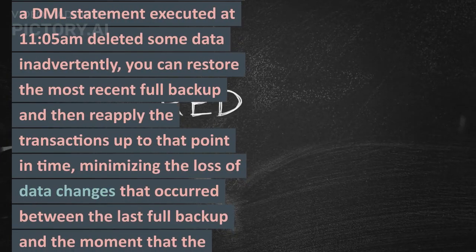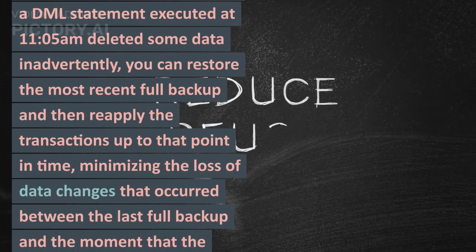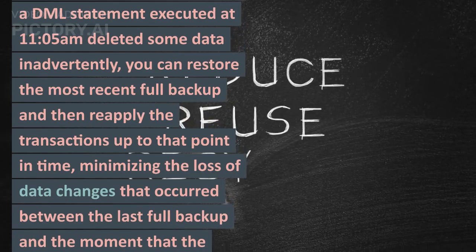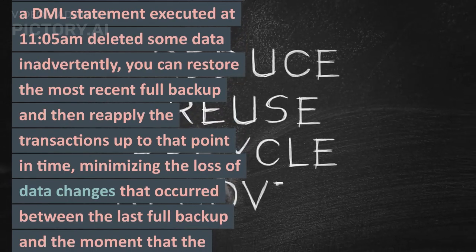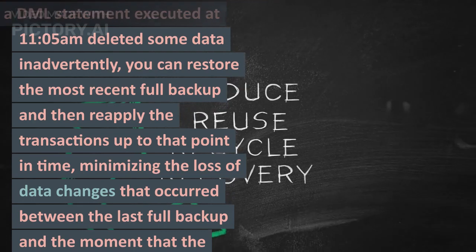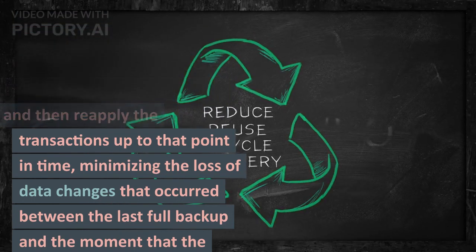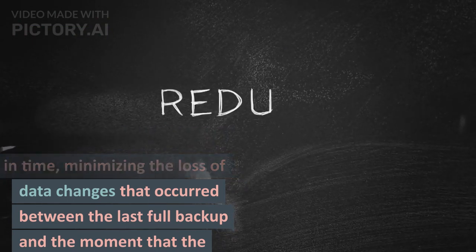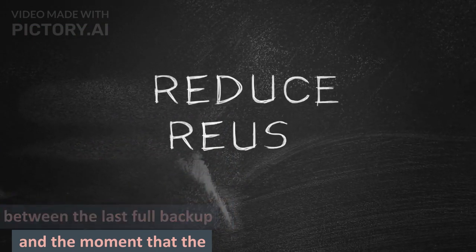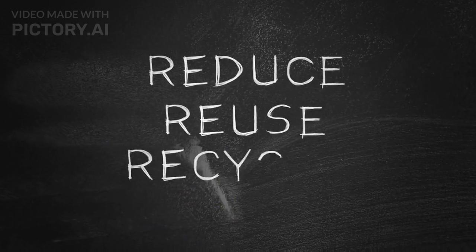For example, if you know that a DML statement executed at 11:05 am deleted some data inadvertently, you can restore the most recent full backup and then reapply the transactions up to that point in time, minimizing the loss of data changes that occurred between the last full backup and the moment that the wrong data was deleted.